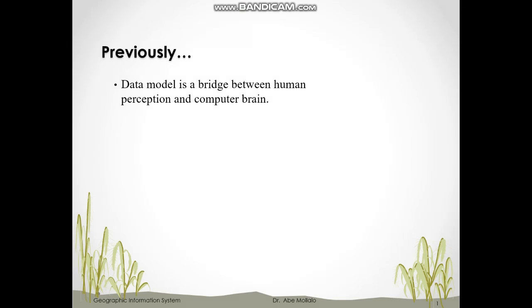Alright, in the previous lecture, we talked about the basic concepts and elements of data models. We learned that in order to have computers help us solve geographic problems, we need to communicate with computers. As you remember, a data model is a translator between human perception and the computer. Basically, it translates our natural language into machine language so that computers can understand us.